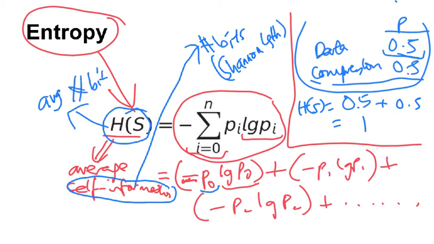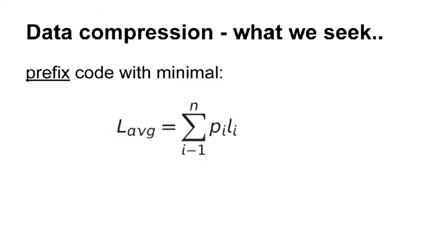In other words, this entropy tells us something about the average length of the code that will be needed to encode the strings in the input text. So we can go back now to the goal of data compression and restate it in a more precise form. In data compression, what we seek is this.